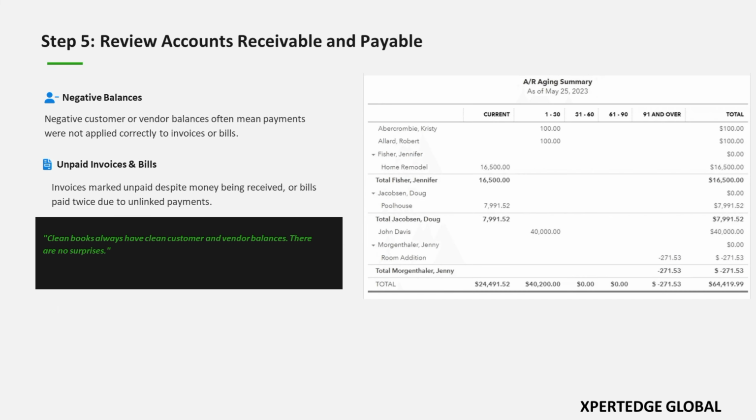Then review accounts receivable and accounts payable. Customer balances should make sense. Vendor balances should make sense. Negative balances usually mean payments were applied incorrectly or not linked at all. Clean books don't have surprises. What's owed and what's paid should be obvious at a glance.